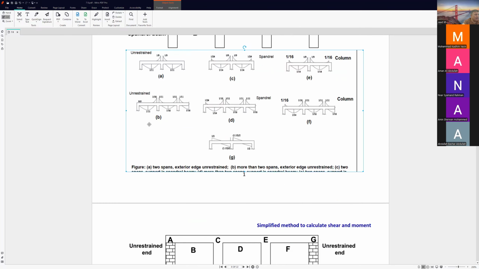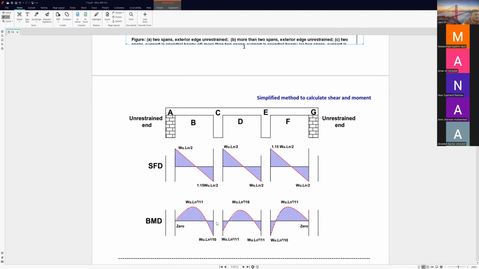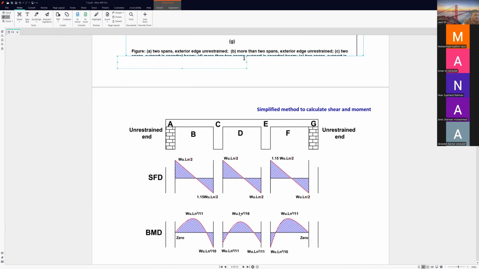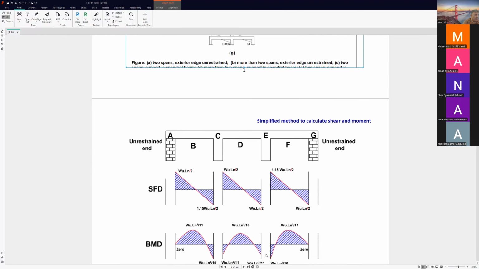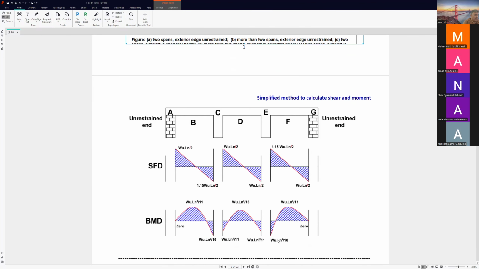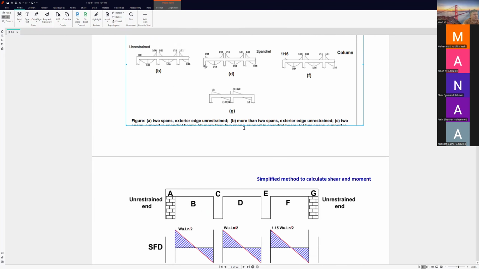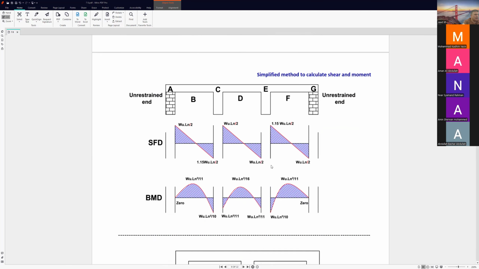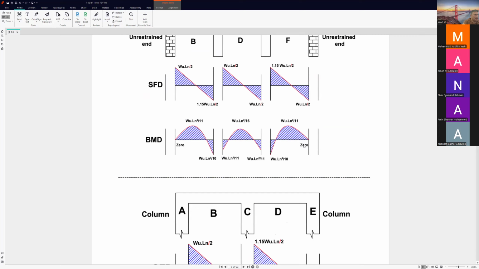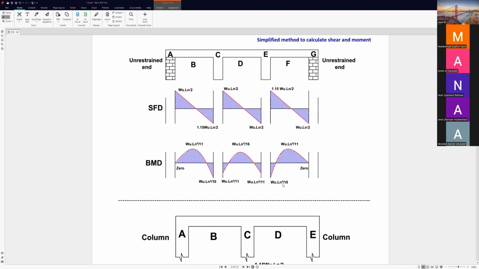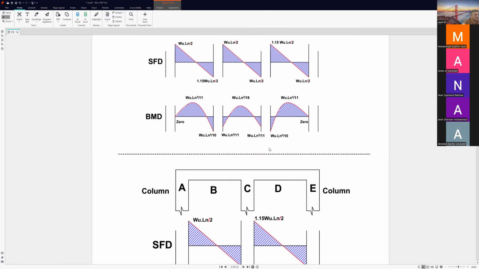WL squared over 11, WL squared over 10, WL squared over 11, this one WL squared over 16, this one, and WL squared over 11, WL squared over 11. So if we have continuous, then 16, 11, 16, 11, 16, 11, up to the last span. Last span: 0, 1 over 11, 1 over 10, 0 at the wall, 1 over 11, and here 1 over 10, WL squared over 10.